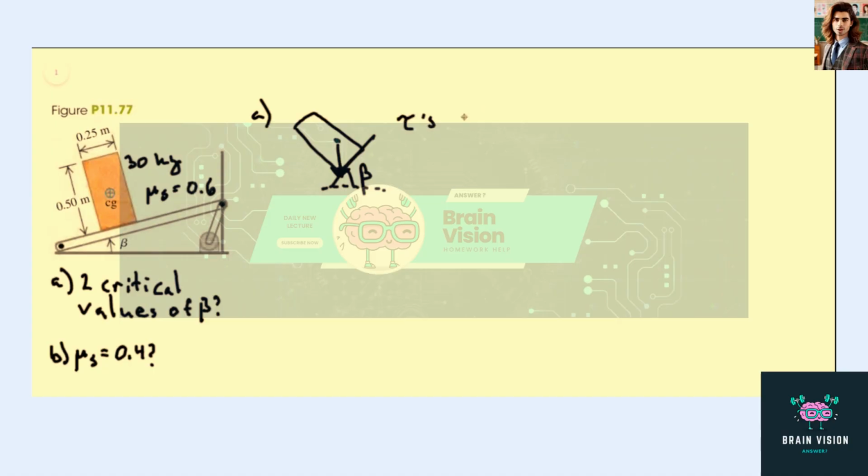So the torques from N and F equaling zero implies that the torque from the weight is also equal to zero, which means that the moment arm from the center of mass has to pass through this point. And so beta will also be here. And here we have 0.125 meters.